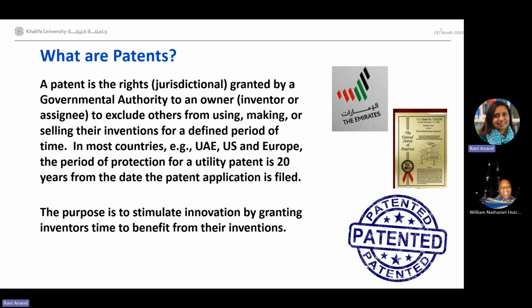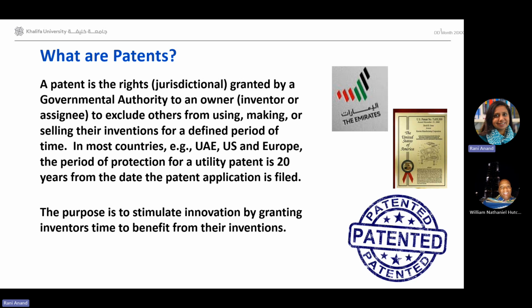And a patent has a time period; most countries follow 20 years from the date the patent application is filed, not from when the patent is released. The application has to go through various procedures, and then finally it's released as a patent, so there is a time lag. It can range from a year to 3 or 4 years. So the patent validity is counted from the date of filing the application.